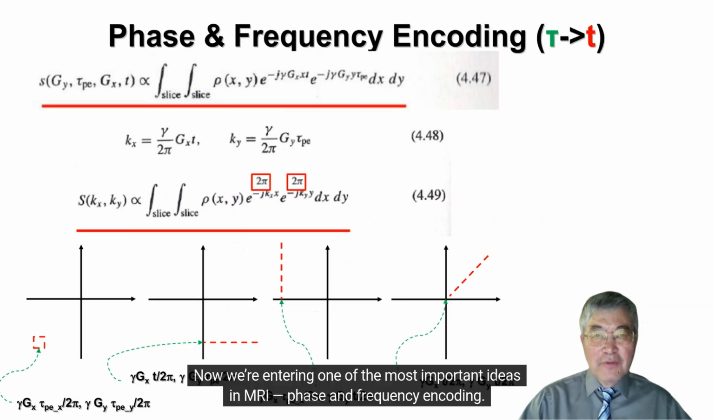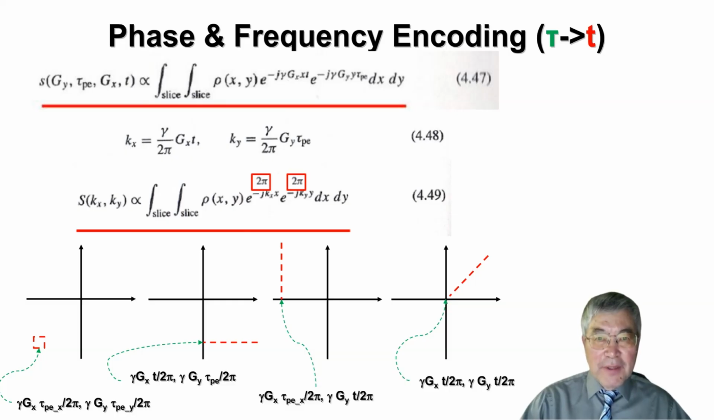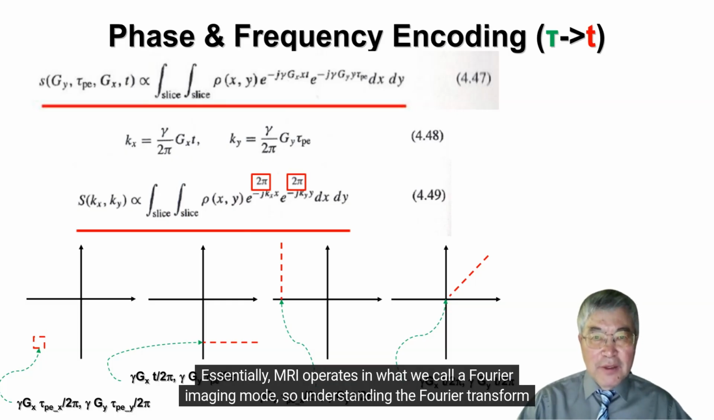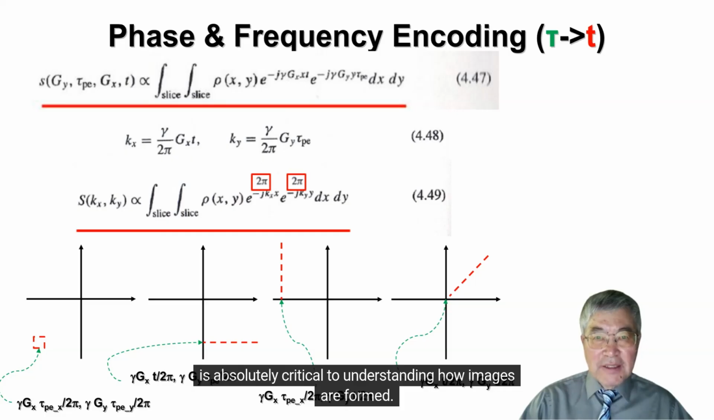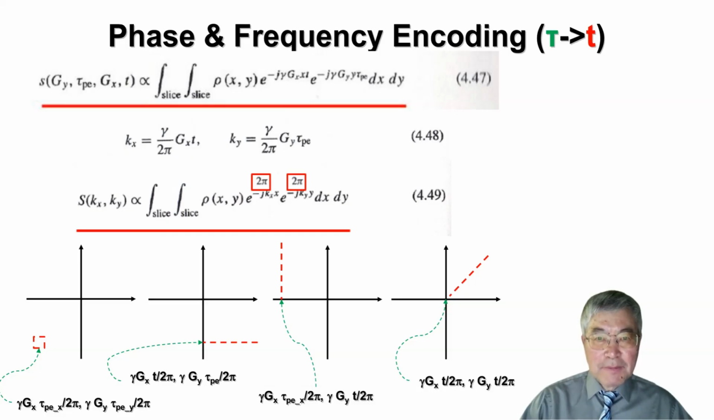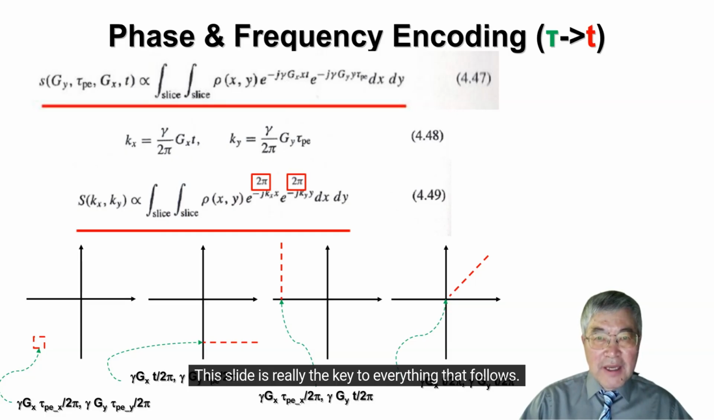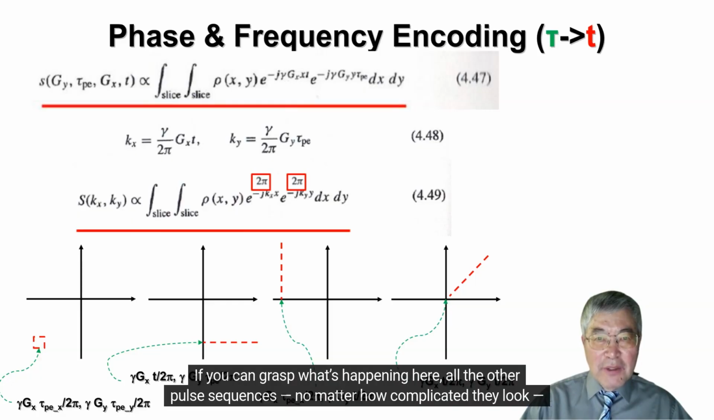Now we're entering one of the most important ideas in MRI, phase and frequency encoding. Essentially, MRI operates in what we call a Fourier imaging mode, so understanding the Fourier transform is absolutely critical to understanding how images are formed. This slide is really the key to everything that follows. If you can grasp what's happening here, all the other pulse sequences, no matter how complicated they look, will make much more sense.